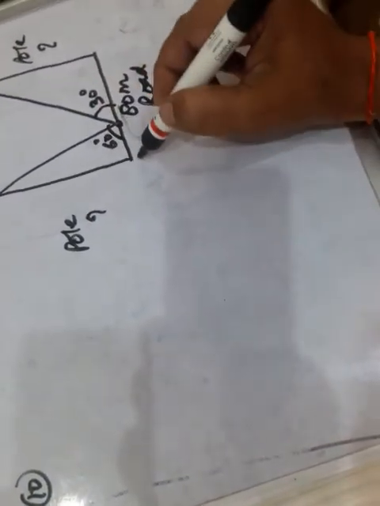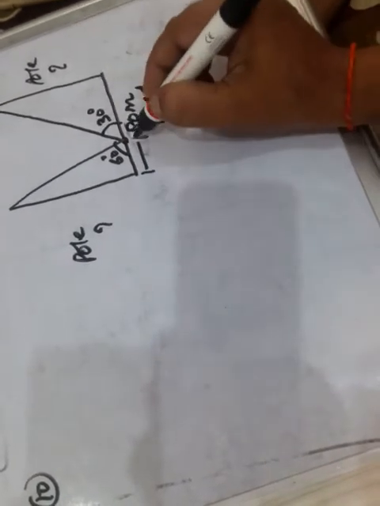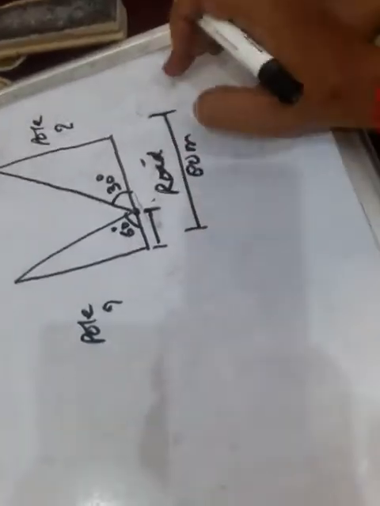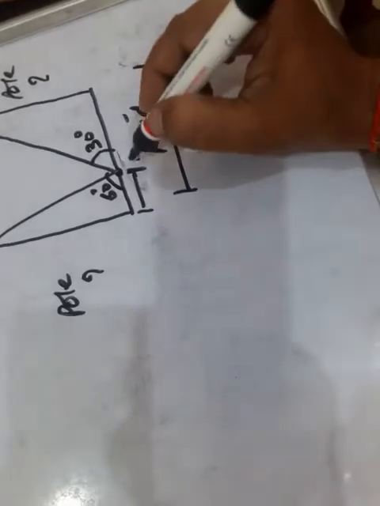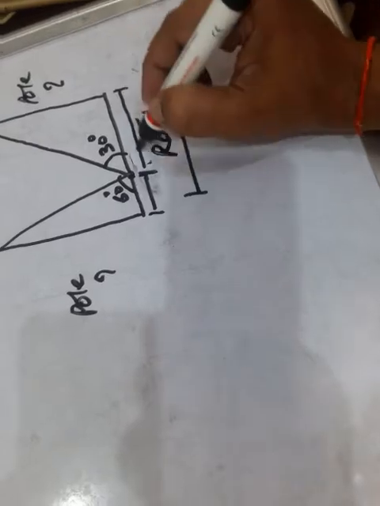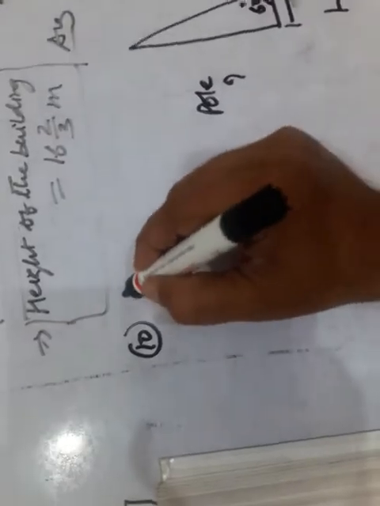This we have to find out, the distance from here to here and from here to here. The total is 80 meter, from here to here. This is 80 meter, am I right? This we have to find out, both the distances from the point to each pole. Clear? So let us see what is given.